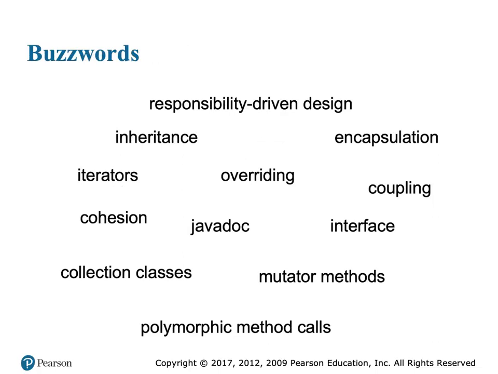In terms of what kinds of things we will be talking about this semester, some of them you might be familiar with: JavaDoc and collection classes, and maybe inheritance and overriding. But we're also going to be talking about responsibility-driven design, encapsulation, iterators, coupling, cohesion, mutators, polymorphic method calls, and a lot of other things. If these terms don't make any sense to you right now, that's okay. That's why you're in the class. But by the time you reach the end of this course, you should be able to give a very concise definition of each one of these that cuts right to their essence.